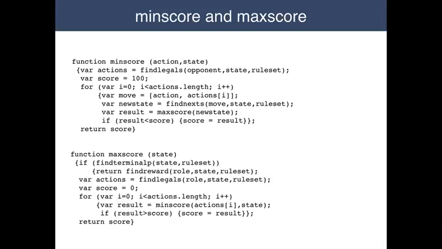The min score subroutine for Minimax takes an action and a state as arguments and produces the minimum value for the given role associated with the given player for any of the opponent's legal actions in the given state. The max score subroutine, which is called by min score, takes a state as argument and conducts a recursive exploration of the game tree below that state. If the state's terminal, the output is just the role's reward for that state. Otherwise, the output is the maximum of the utilities of the min nodes corresponding to the player's legal actions in the given state.